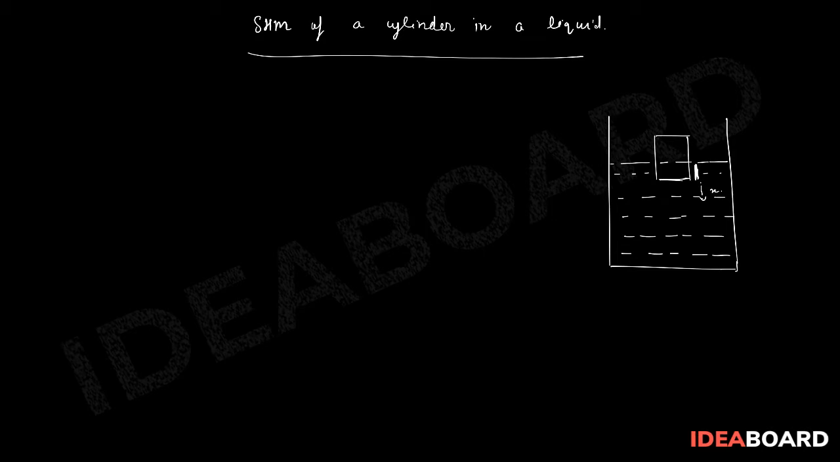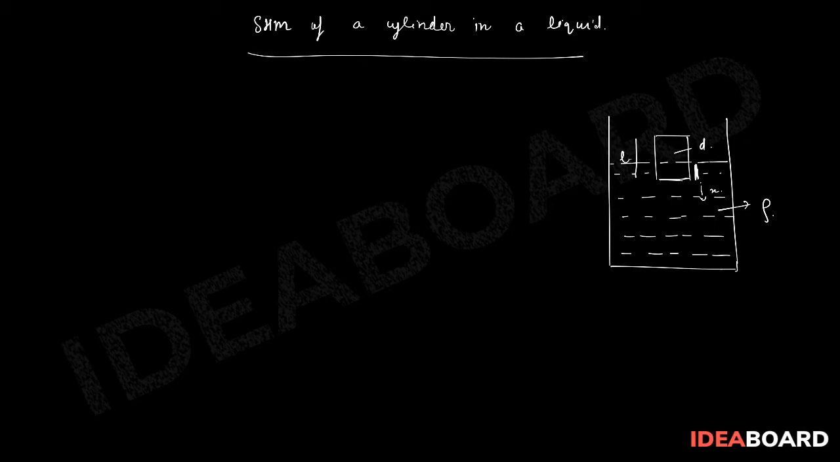So what is given: the density of the liquid is, let's say, rho, and d is the density of the block, and the total height is, let's say, L. We need to find out the time period of this SHM and prove that this is SHM.